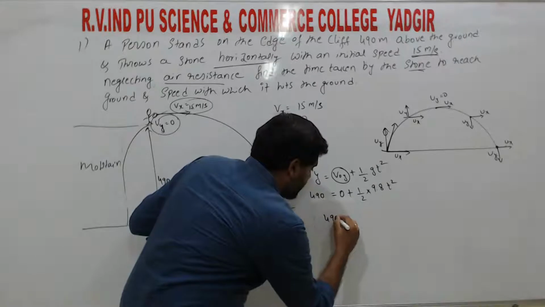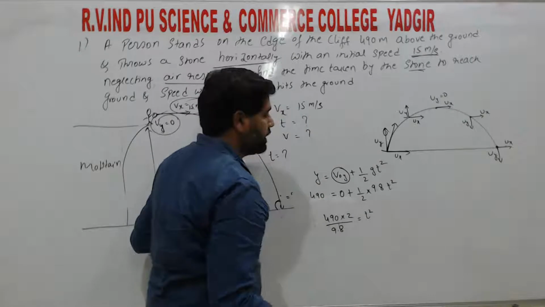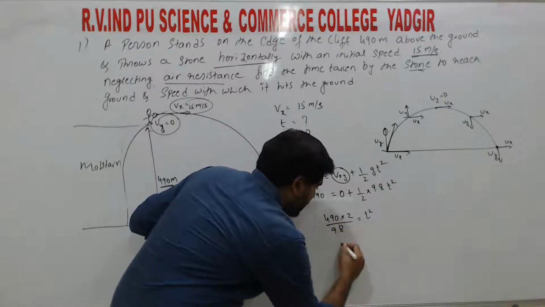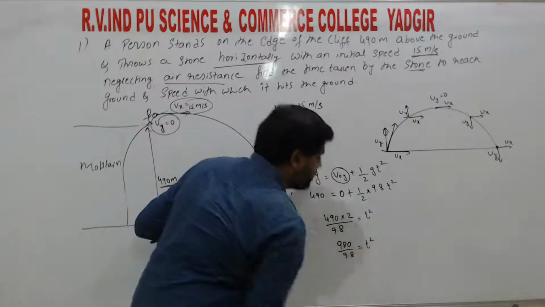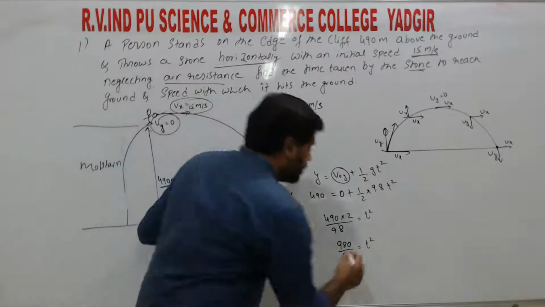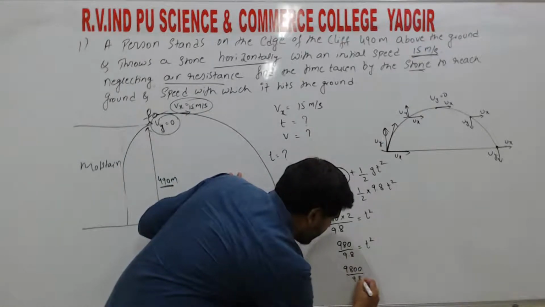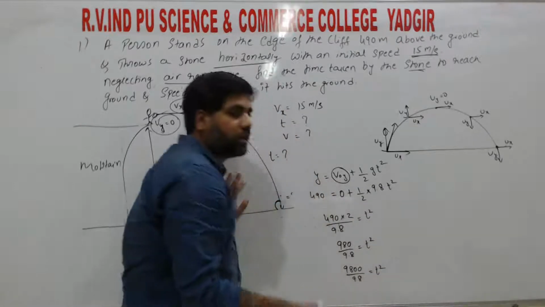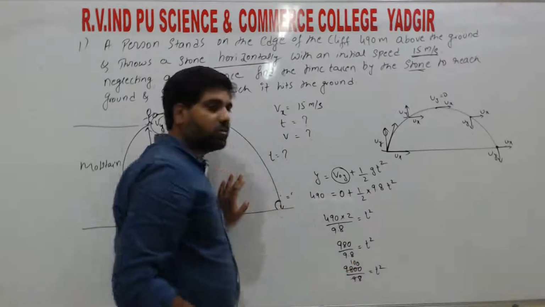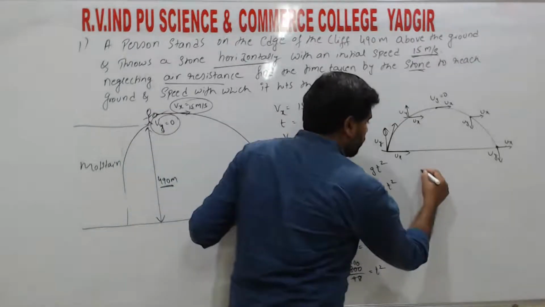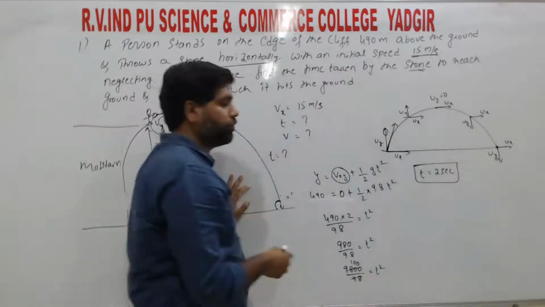So 490 into 2 divided by 9.8 equals t square. 490 into 2 is 980, divided by 9.8 equals t square. If we shift one decimal, we get 9800 divided by 98 equals t square. 98 ones are 98, hundreds are 9800. Taking the square root, the time taken is 2 seconds, right?